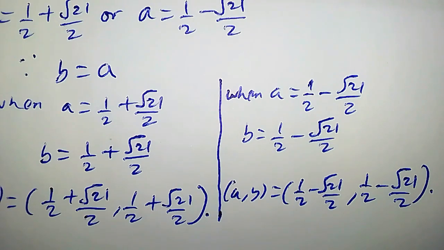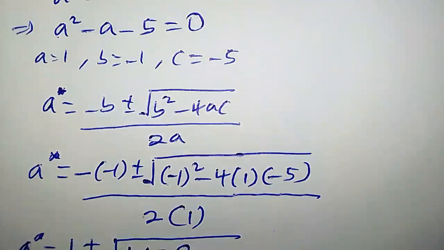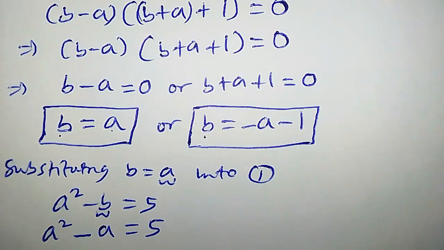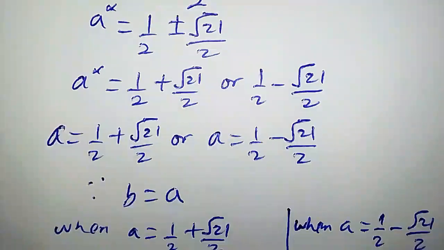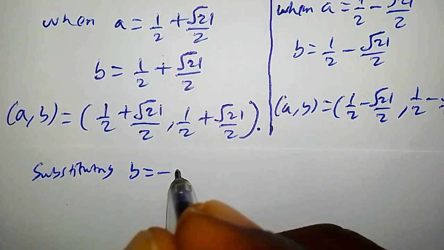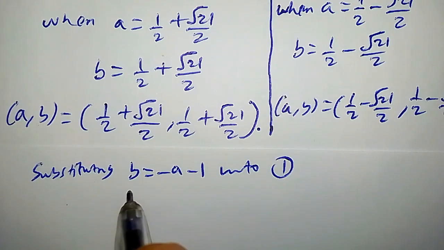Take note of them. The next step we are going to take now is to consider when B is equal to minus A minus 1. Let's continue. Substituting B equal to minus A minus 1 into equation 1, as we did for B equals A, let's do the same thing here.